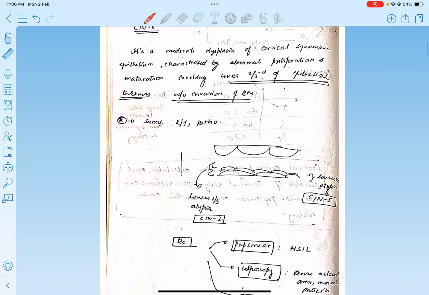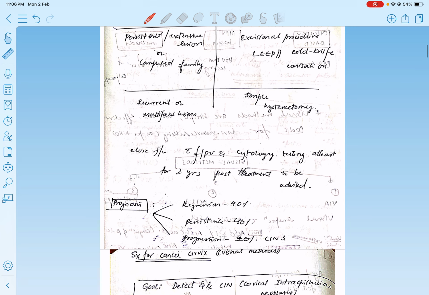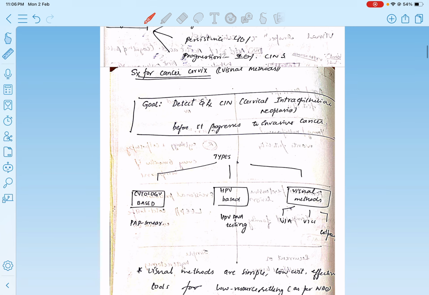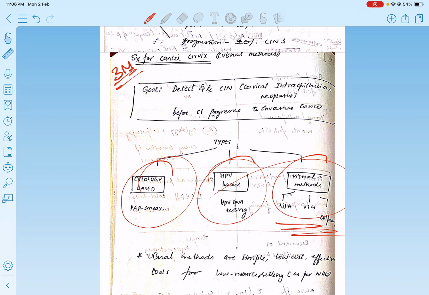Then CIN2, this is the major thing. You need to draw the diagram, and treatment is based on fertility and the age factor. So based on these two things you need to check what has to be planned. Again, screening for carcinoma cervix is an important remark. So make sure you write all these things and classify accordingly. This is the major thing which they will ask.